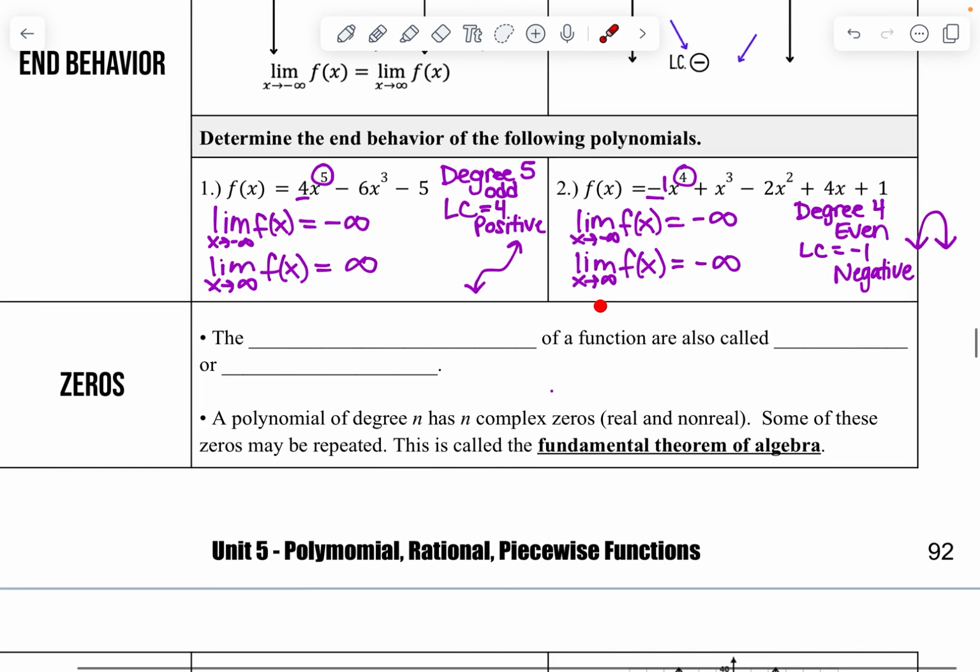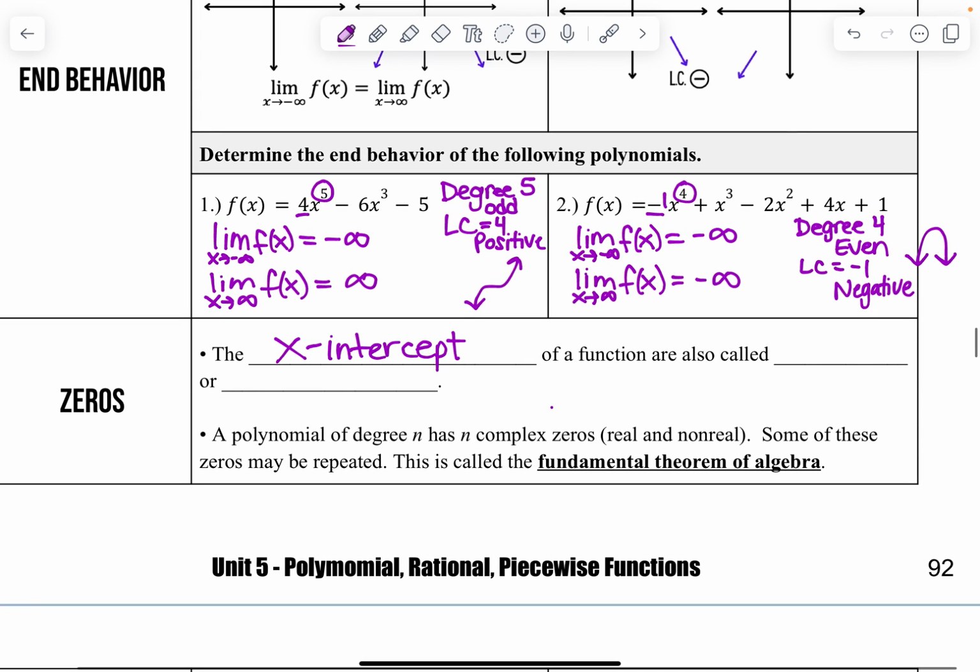All right, so the zeros are also known as the x-intercepts. So the x-intercepts of a function are also called zeros or roots.